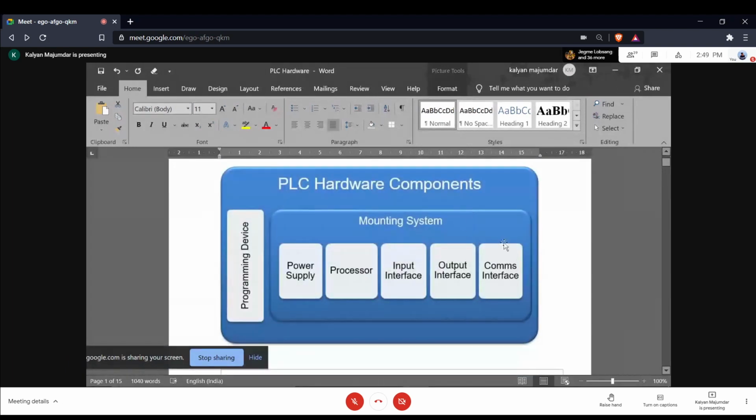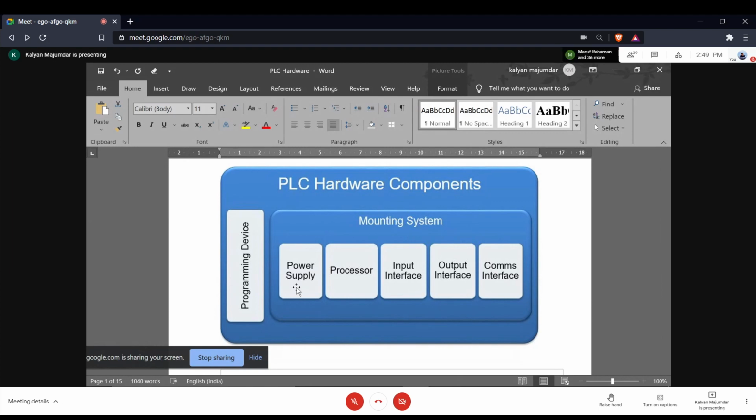Okay, so the block diagram of the PLC mounting system, I'm just coming to this a little later. Very obviously, you need a power supply. What does a power supply do? It takes a mains supply of 220 volts or 110 volts, depending upon the country, and typically converts that into two levels. One level is 24 volt DC. Why 24 volt DC is important, I'll come to this very shortly.